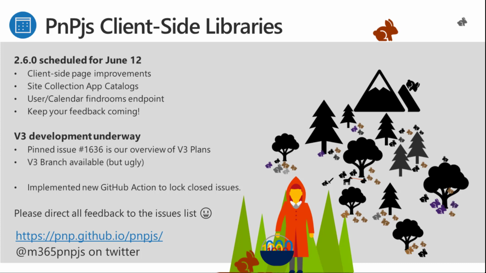And also just a reminder that we did implement the GitHub action to lock closed issues. If you find a closed issue that is related to an issue you're having, please do open up a new issue, and then you can reference it by using the # and the number of that issue, and that'll reference it back. But a new issue is the best way to move forward.